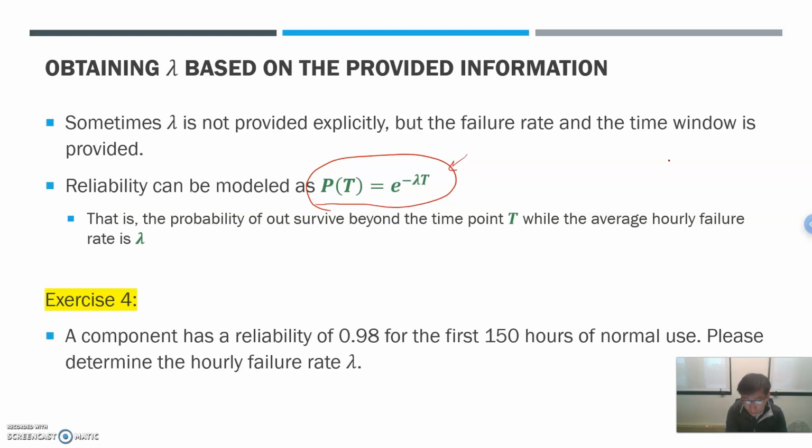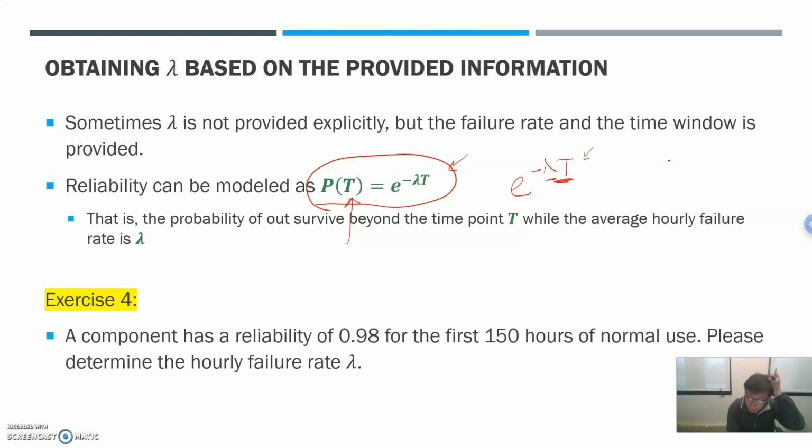The probability of it surviving time point t is the exponential of negative lambda multiplied by the time t. Okay? And remember, the lambda is the hourly failure rate. So if you multiply by t, it basically gives you the probability of failing in this particular time t. Okay, so that is what it is.